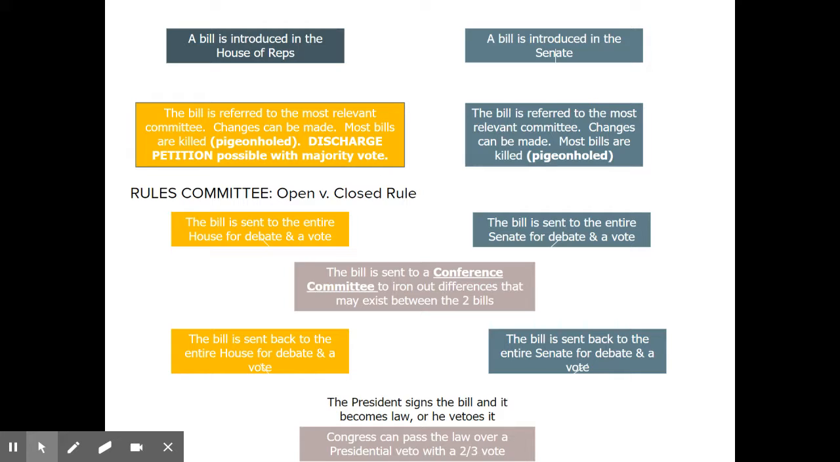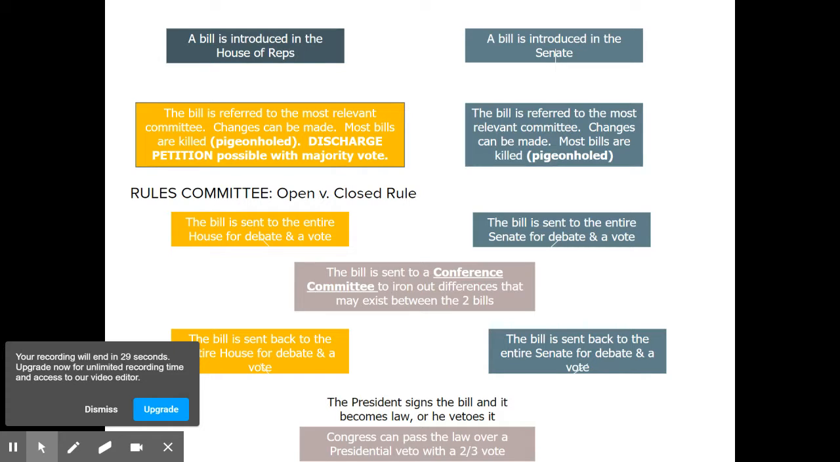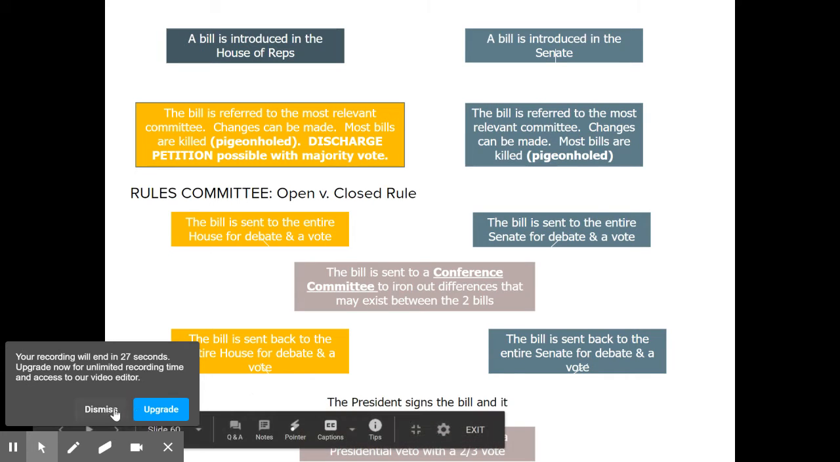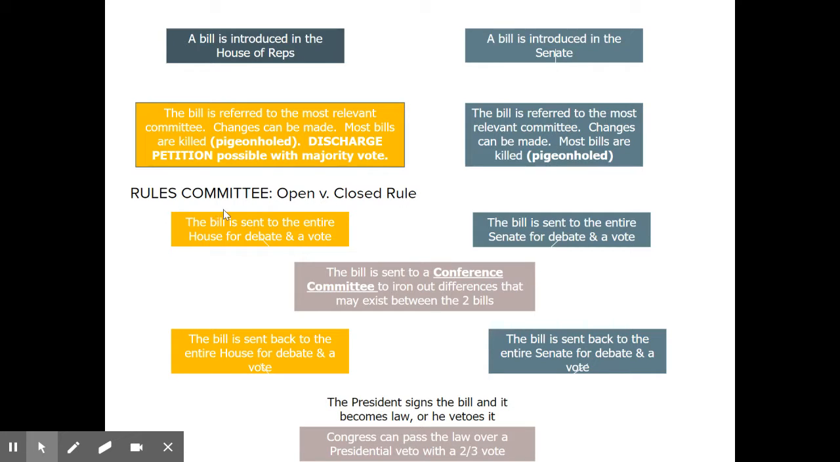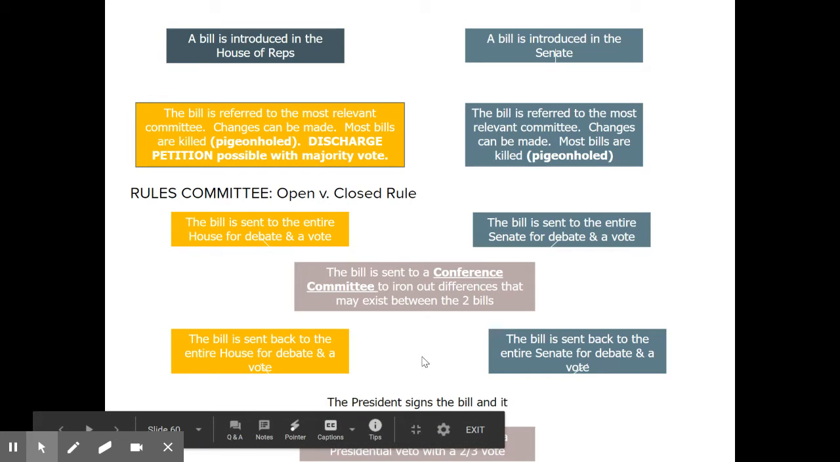So this is the major process of how a bill becomes a law. It shows you the significance of the committee system because they're like the screeners of all the proposed bills. It also shows you some of the differences. For example, you have the ability to do a discharge petition in the House. You can't do that in the Senate. There's a Rules Committee in the House. There's none in the Senate. And then you can filibuster in the Senate. You can't do that in the House.